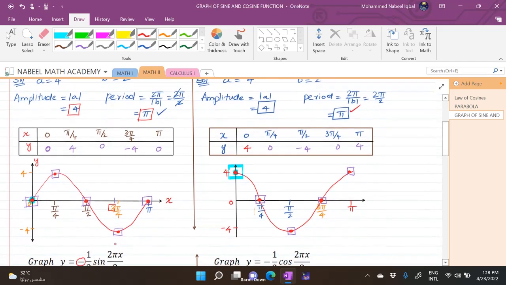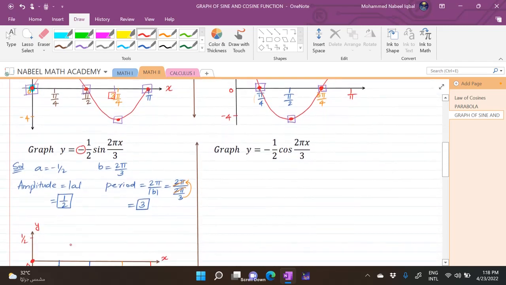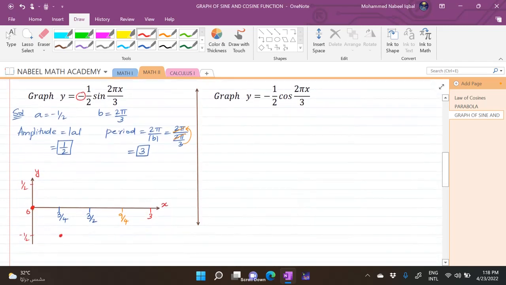After that, it goes down. But here it is minus half. Therefore, after 0, it will go down first. But then after that, it will go to 0. Then it will reach plus half. And then it is 0. So this is the graph. You can schedule the values if you want.